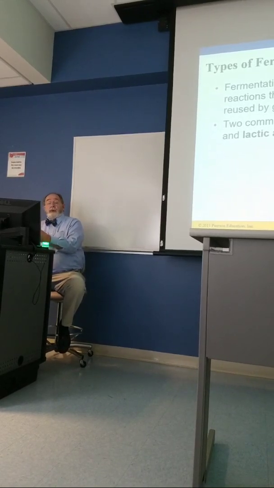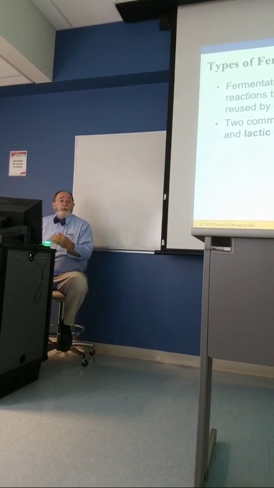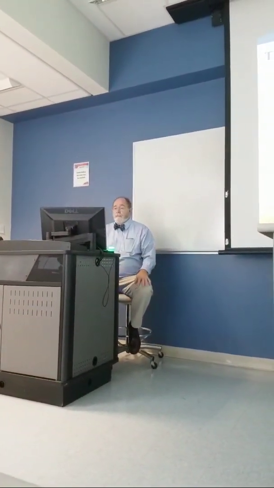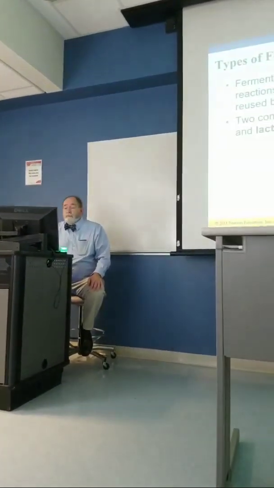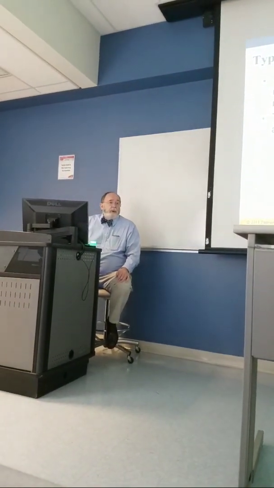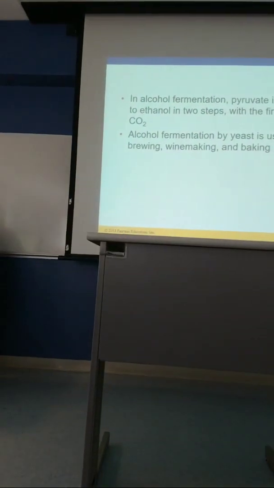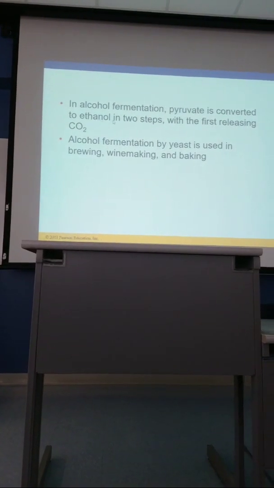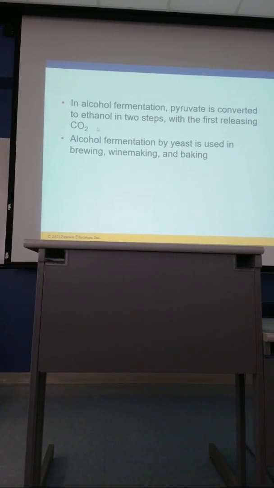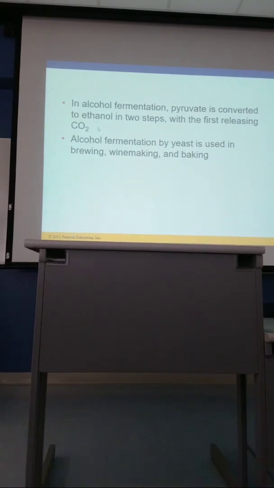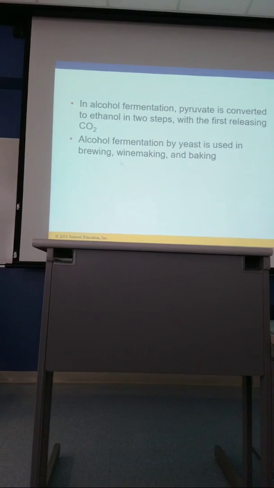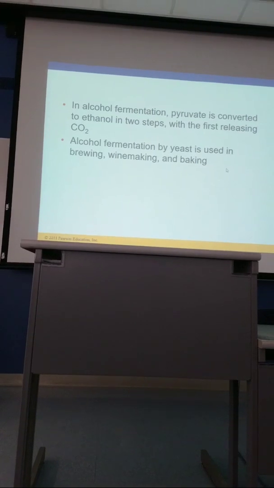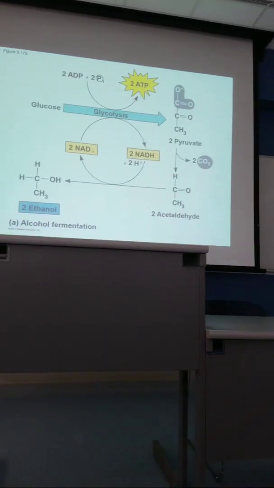There are other types of yeast called beer yeast. Now they will produce maybe 8 to 9% alcohol whenever they go through fermentation. Your muscles can go through lactic acid fermentation. In alcohol fermentation, pyruvate is converted to ethanol in 2 steps. The first, once again, releases carbon dioxide. Alcohol fermentation by yeast is used in brewing, winemaking, and also in baking. There's just a difference in the yeast on how much alcohol they produce.